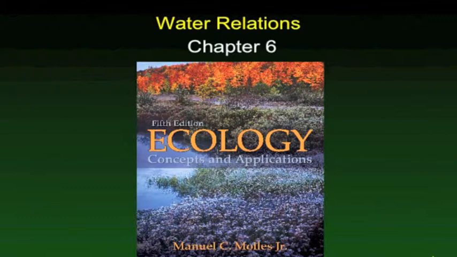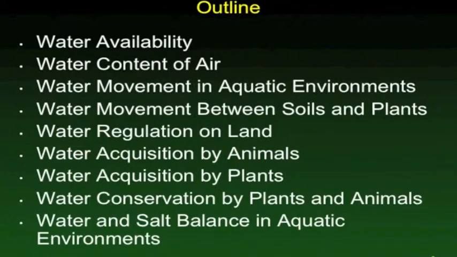Welcome, fellow ecologists, to Chapter 6, Water Relations. During this chapter, I'll be talking about how water moves through various ecosystems and its availability in the air, and also how both plants and animals use water and conserve water and acquire water, both on land and in the aquatic environment. We'll be looking at streams and lakes and the ocean as well.